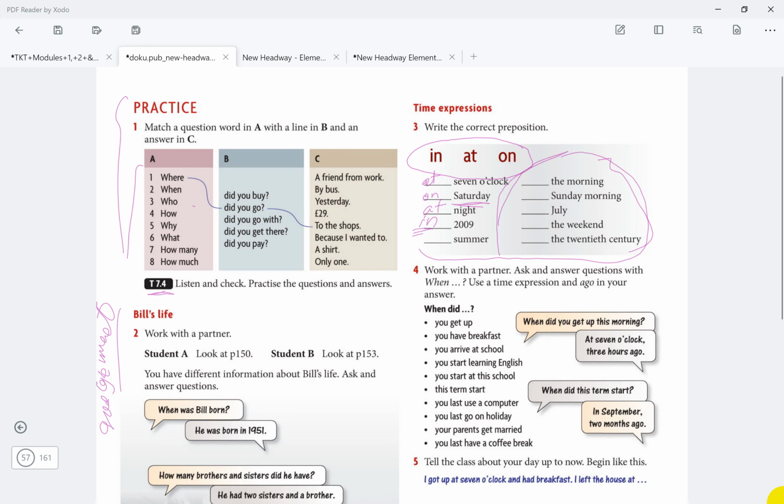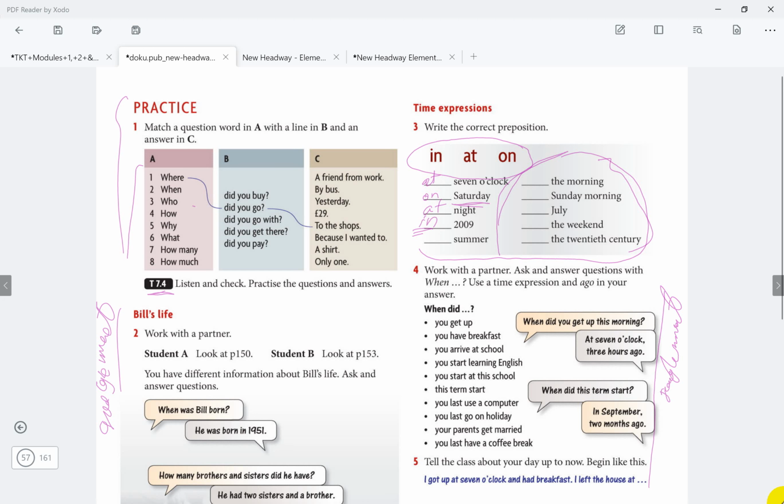And then we have number 4, work with partner, ask and answer question with when. Use a time expression and ago in your answer. So we need also to practice this through Google Meet. As we need to follow the example.